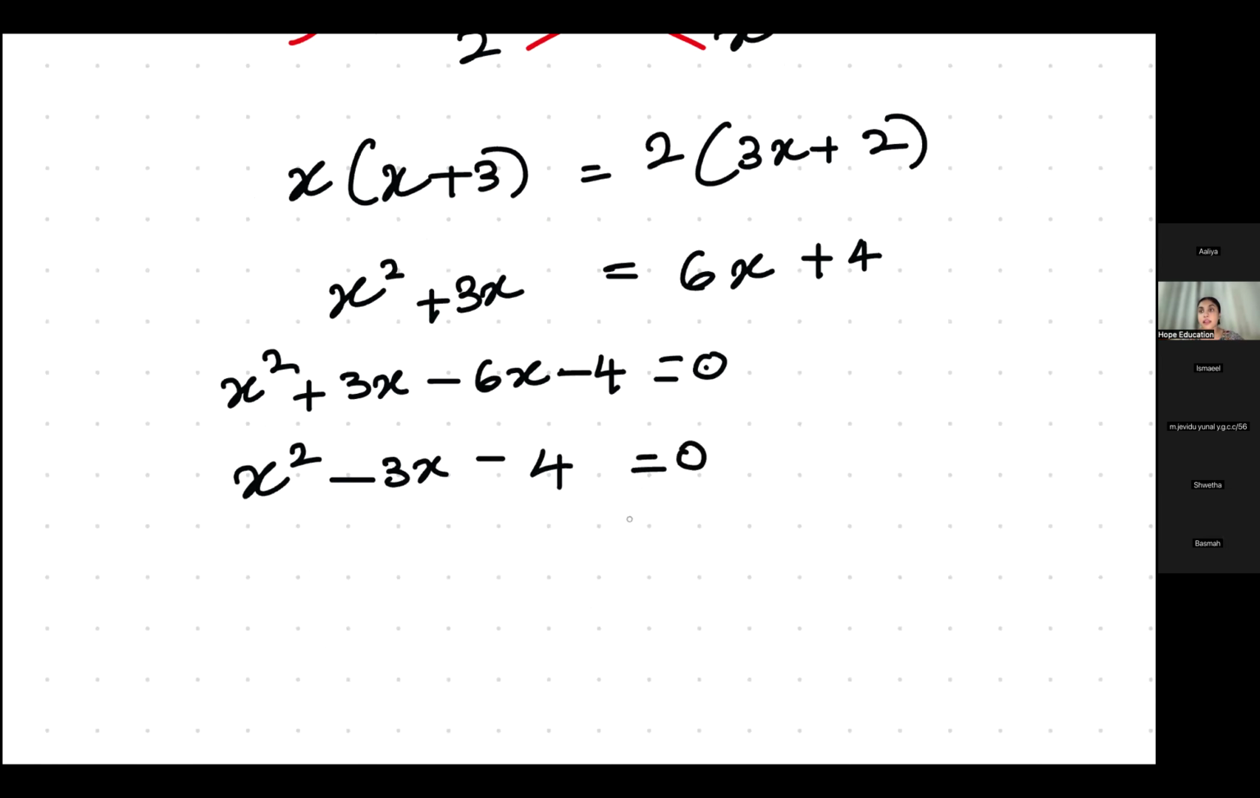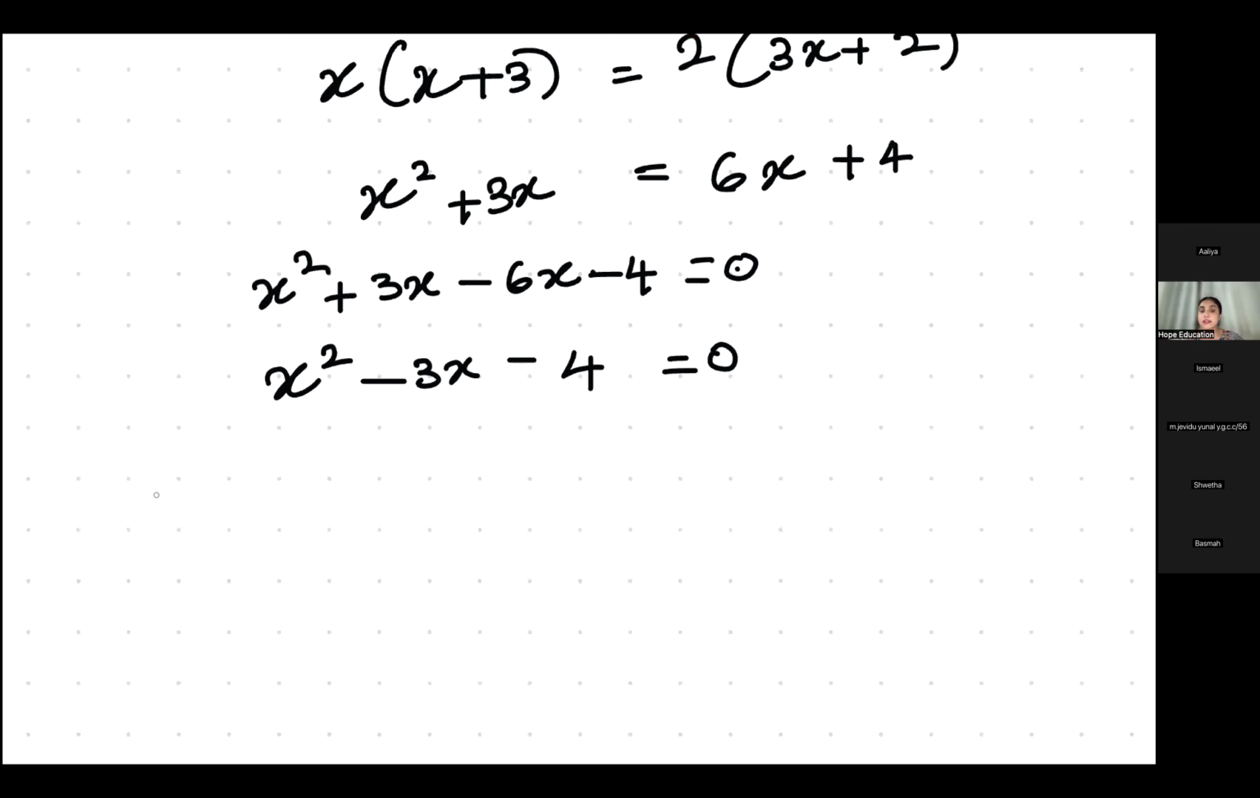Now we have to factorize this. Factorizing we already know, so I will not teach you this part again. How do we factorize? X squared minus 1x, let's say minus 3x minus 1.